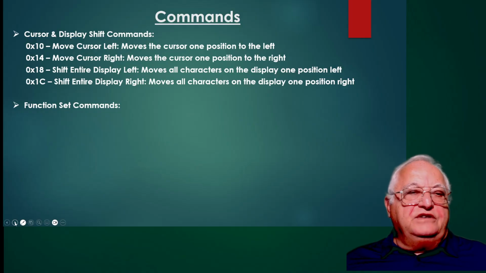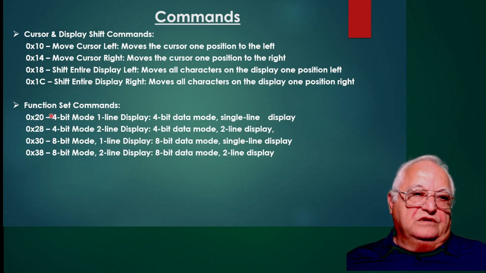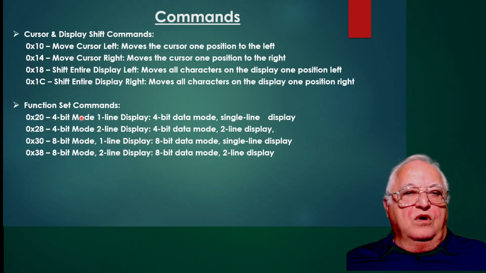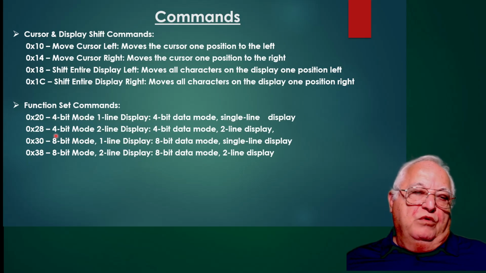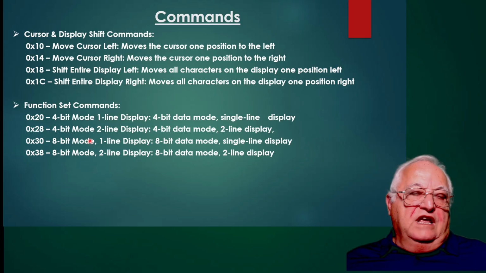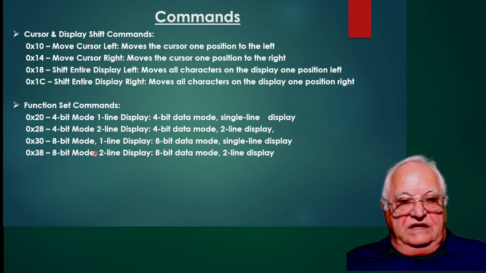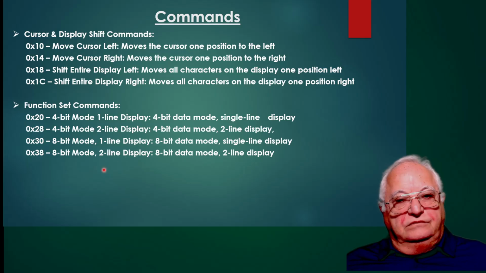Next we have the function set command. This is the one we're going to use if we want a 4-bit mode 1 line display, 4-bit mode 2 lines, or 8-bit mode. The 8-bit means we're going to have 8 cables connected. In our case, we're going to use the 8-bit mode, so I can send one character at a time, and I'm going to have 2 rows to be displayed.